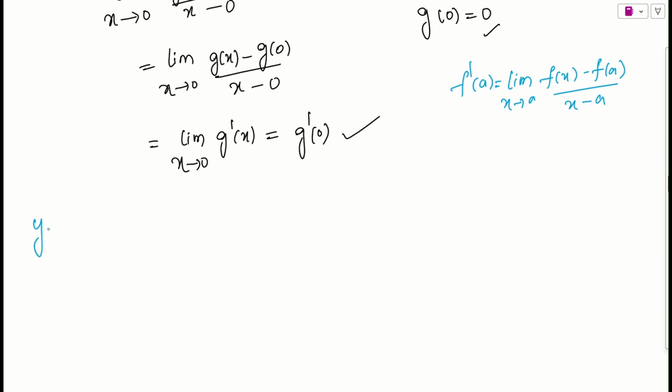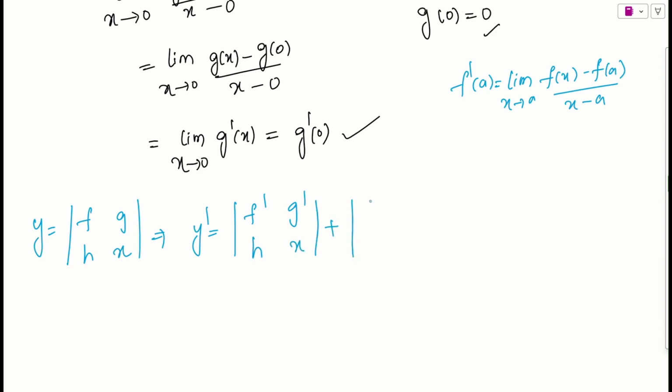Let us assume we have a function y in the form of the determinant with first row f, g, second row h, x. If you want to find the derivative of any determinant, what should we do? Differentiate the first row, that is f dash, g dash, and write the second row as it is, h and x, plus. Write the first row as it is, f and g, and differentiate the second row, that will be h dash and x dash. This is for 2 cross 2. Similarly for 3 cross 3: first row derivative with the other two rows as they are, plus second row derivative with the rest as they are, plus third row derivative with the rest as they are. That is the formula here.